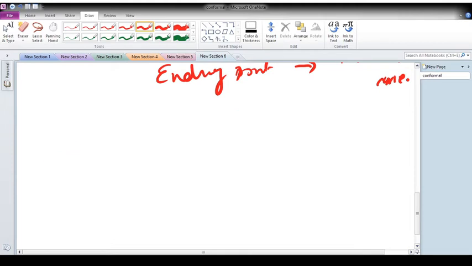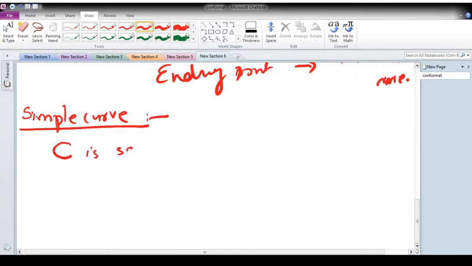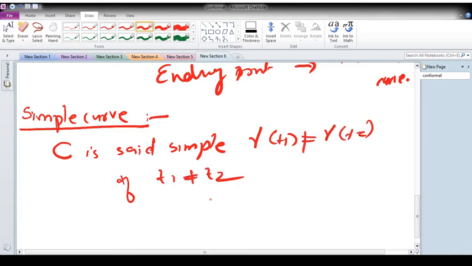Next, simple curve. What is the meaning of a simple curve? The curve C is said to be simple if gamma of t1 is not equal to gamma of t2 whenever t1 is not equal to t2. So for any two distinct numbers, we get two distinct points in C. Such a curve is called a simple curve.